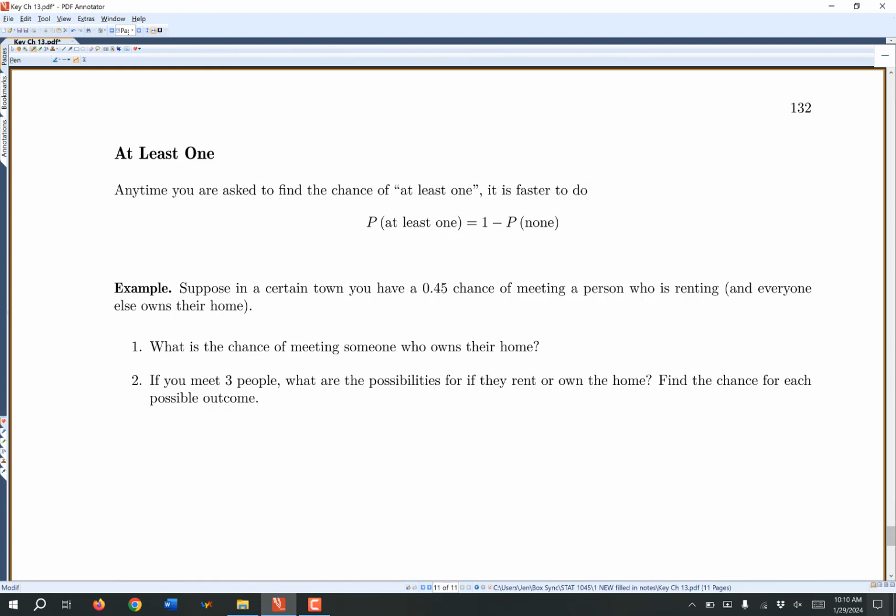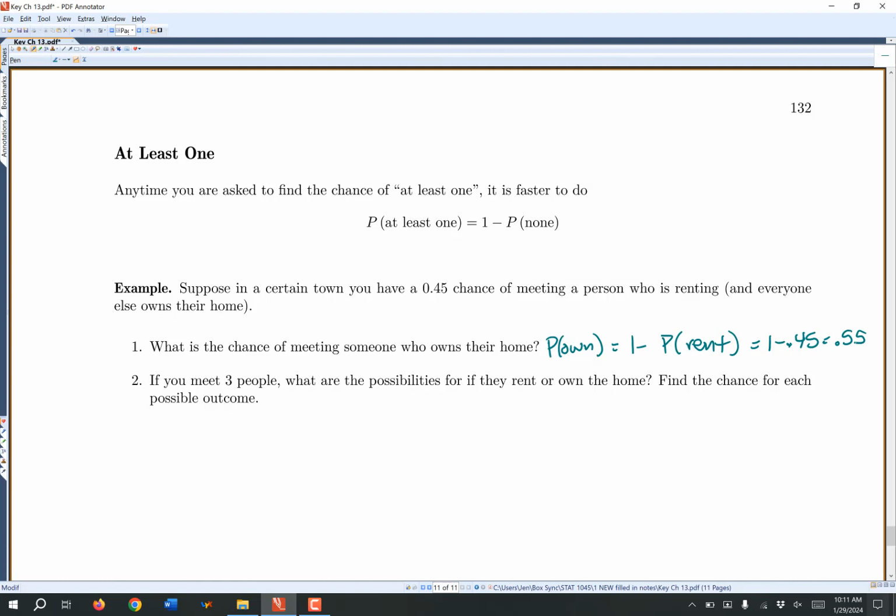Suppose in a certain town you have a 0.45 chance of meeting a person who's renting and everyone else owns their home. What's the chance of meeting someone who owns their home? The probability that they own is just 1 minus the probability of renting, because you either rent or own. Those two are opposites. So 1 minus 0.45 equals 0.55.